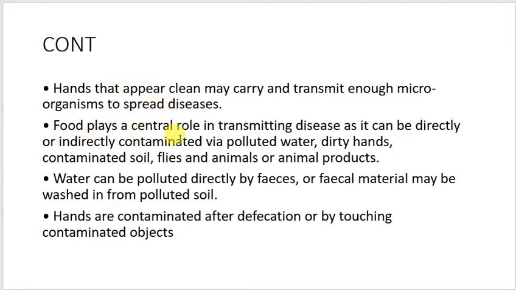Food plays a central role in transmitting disease, as it can be directly or indirectly contaminated via polluted water, dirty hands, contaminated soil, flies, animals, or animal products. And hence foods are contaminated after defecation or by touching contaminated objects.